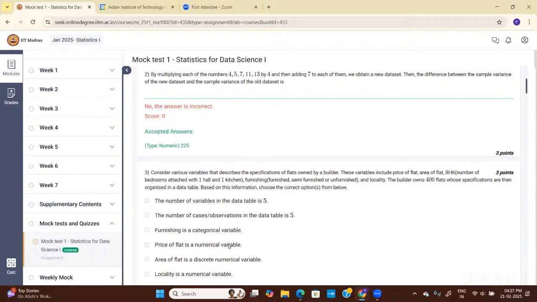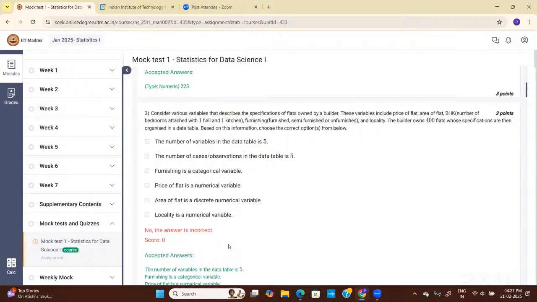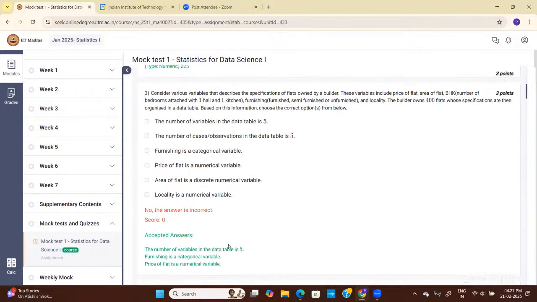Next, locality is a numerical variable. No, ma'am. Incorrect. Definitely the locality will not be a numerical variable. And ma'am, for the discrete numerical variable, it has to be calculated. Like always has to be calculated. Not calculated, it is countable.